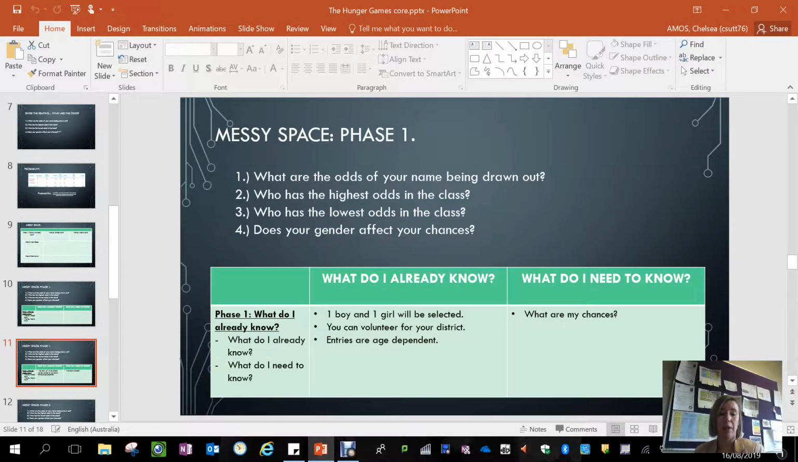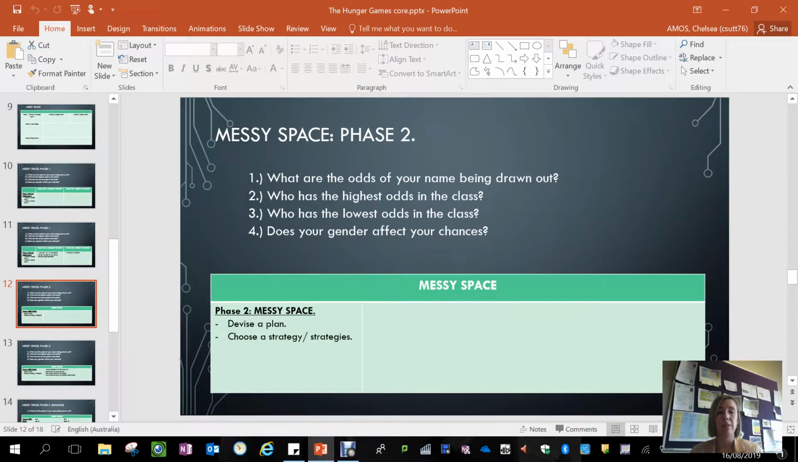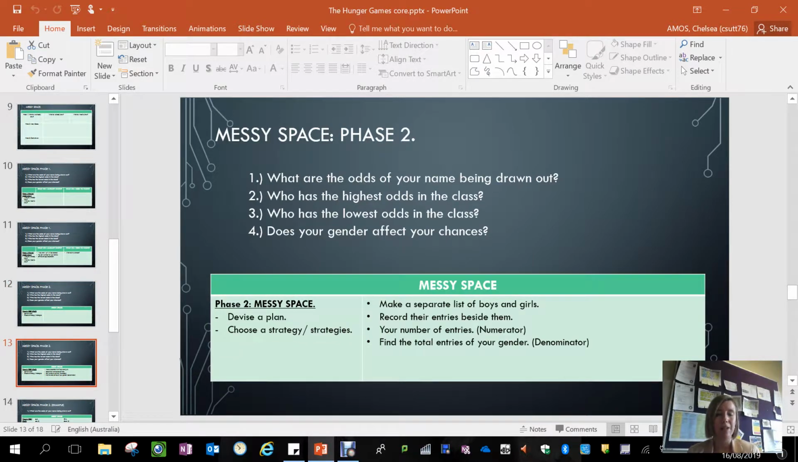So what do they already know? They know that 1 boy and 1 girl is going to be selected. They know that you can volunteer for your district, and students know that their entries is dependent on their age. What do they need to know? They're looking at their individual chances. So let's jump into messy space, our phase 2, where our students devise a plan and they choose a strategy. So this is what our students need to come up with.